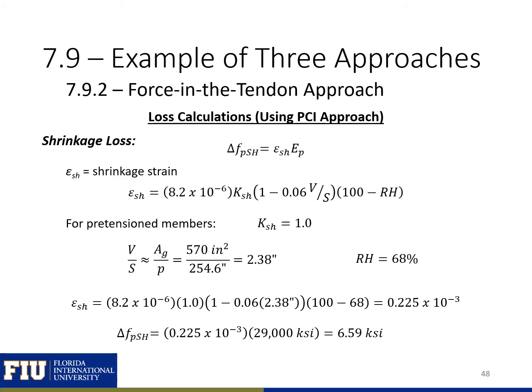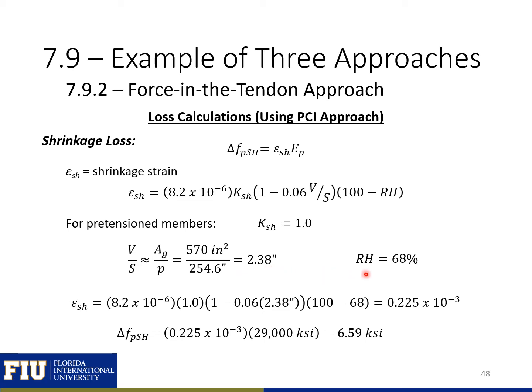We can now calculate our shrinkage loss by calculating our shrinkage strain first. And to find our shrinkage strain, we need our volume to surface area ratio for a section, which is going to be about equal to the area of the section divided by the perimeter. So we were given these values, the area 570 square inches and the perimeter 254.6. So taking 570 divided by 254.6 gives us a volume to surface area ratio of 2.38.